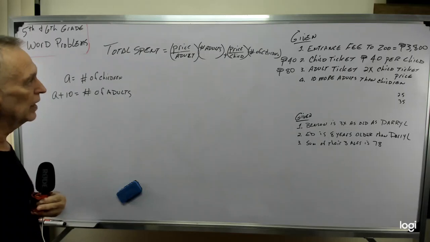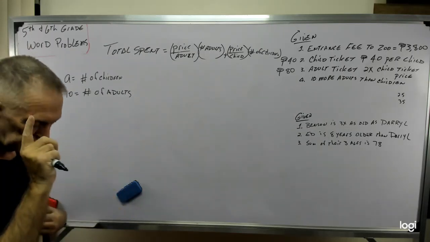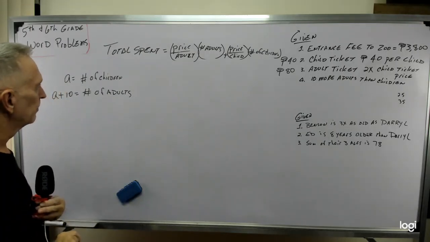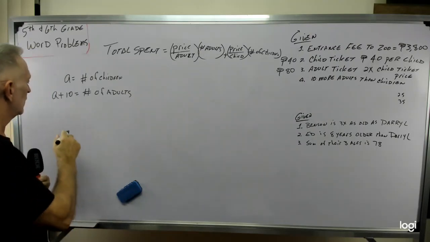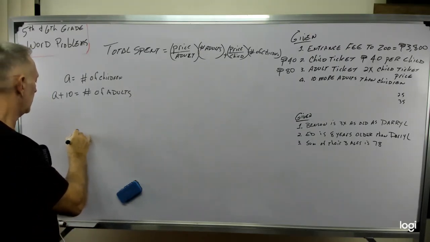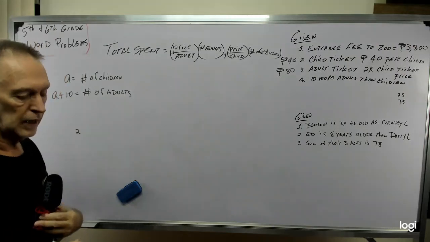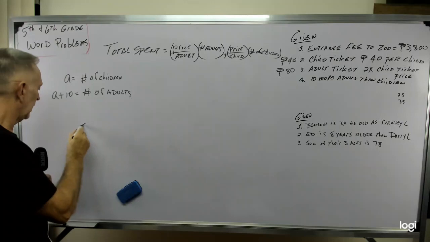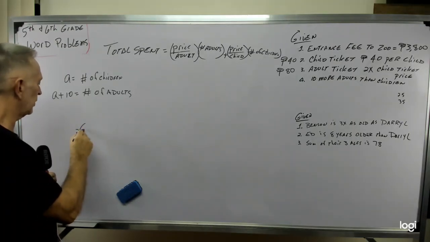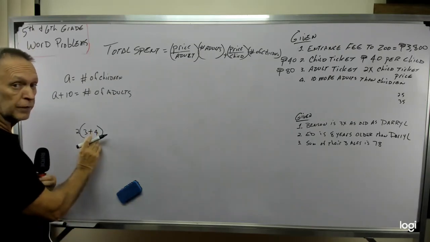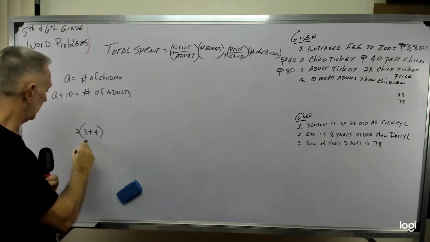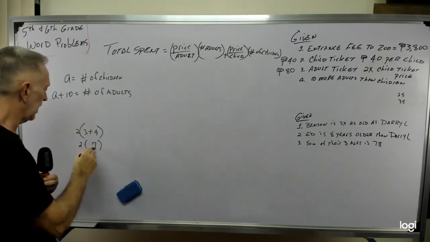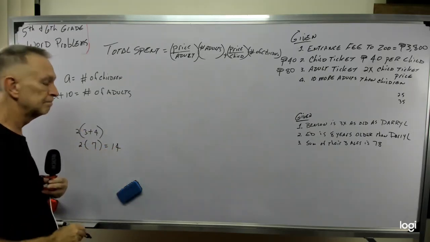Hey, we got everything we need now to make this work except for one tool. It's called the distributive property. If I have 2 times the parentheses of 3 plus 4, you can solve for that parentheses and get 7. 3 plus 4 is 7. 2 times 7 equals 14.